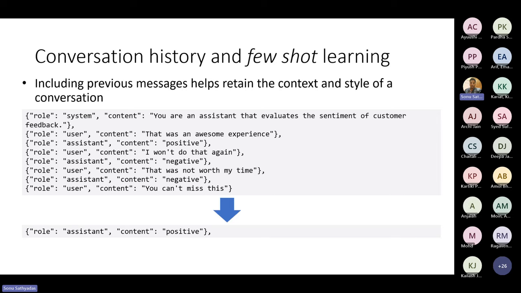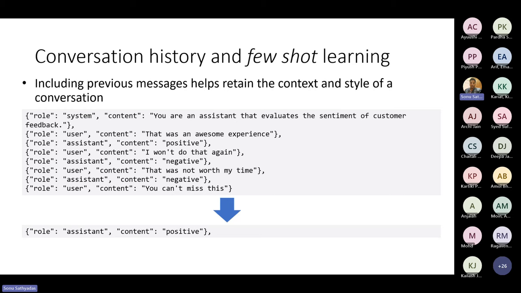So the assistant will be responding with a positive result, because from the previous conversations, it is understanding that whenever the user is providing content, as an assistant, I have to say positive or negative, because there are three examples they have given. So the assistant understands that my responsibility is to say whether this text is a positive or negative statement. So when the user gives the final one, it will be able to say whether it is positive or negative.